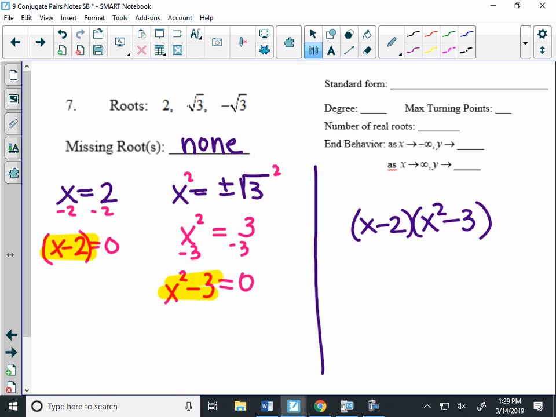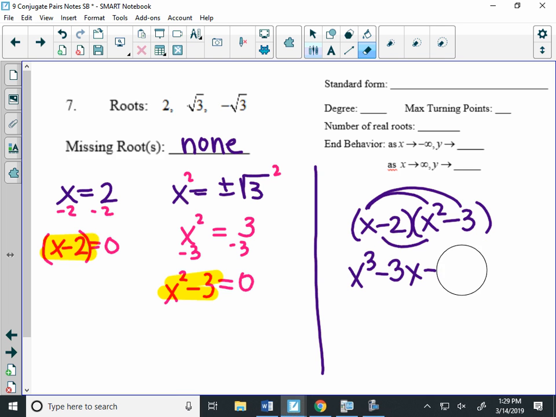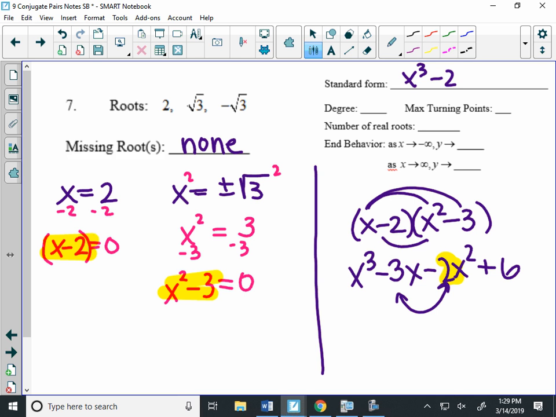I just distribute. X times x squared is x cubed minus 3x minus 6x squared. No, that's not right. Minus 2x squared. Plus 6. I know. I'm off my game. I know. Had 2 days off. What is this? Alright, so my standard form, I just flip-flop these numbers. X cubed minus 2x squared.